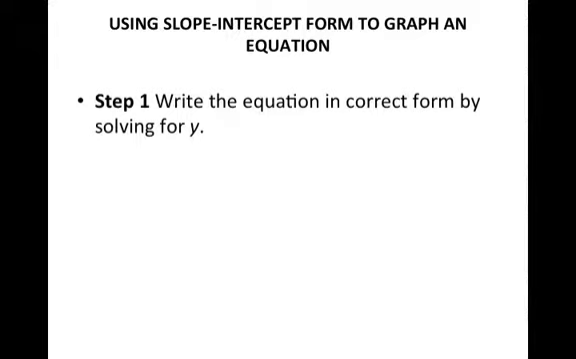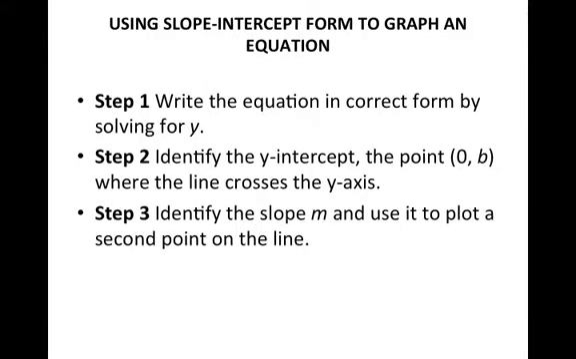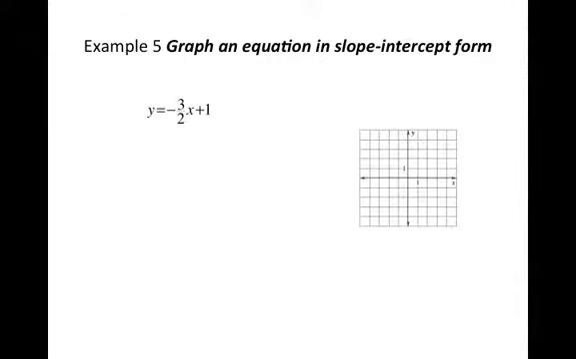All right, and we want to be able to graph lines as well. So if we are using slope-intercept form to graph an equation, so y equals mx plus b, we want to make sure the equation is in the correct form, and then we want to identify the y-intercept, the point 0, b, where the line crosses the y-axis, and then we want to use the slope m to find the second point on the line. And then we want to draw a line between the 2 points.